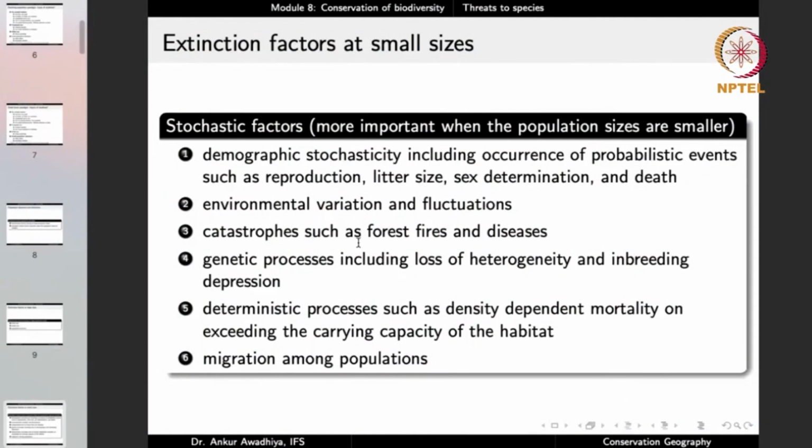We have things like catastrophes, such as forest fires and diseases. Then genetic processes, including loss of heterogeneity and inbreeding depression. If you have a small population, then inbreeding depression becomes much more prominent, because so few individuals remain that the only option is to breed amongst close relatives.